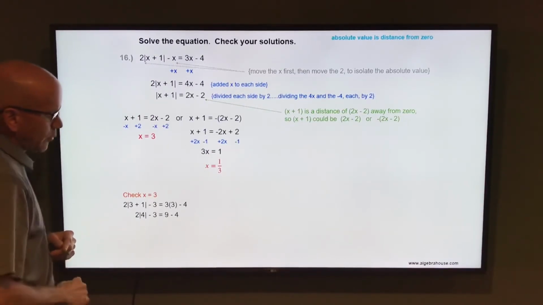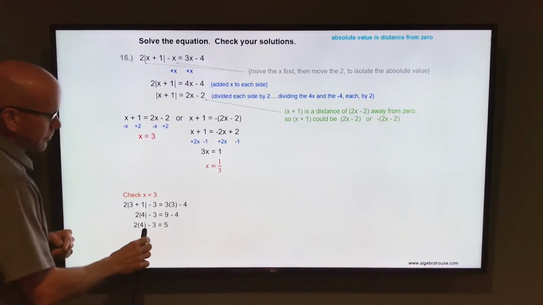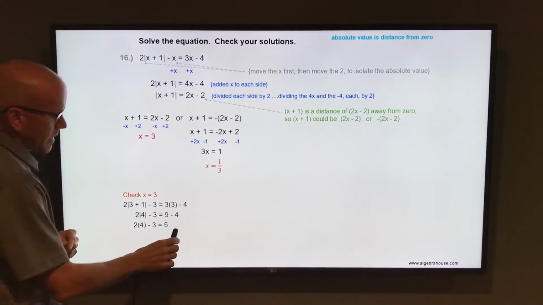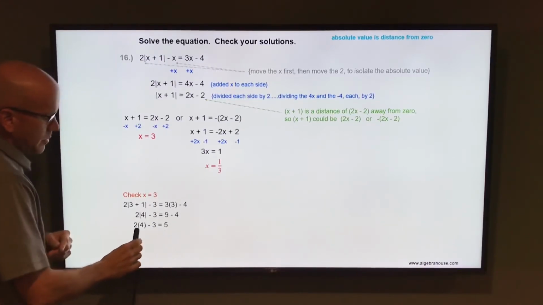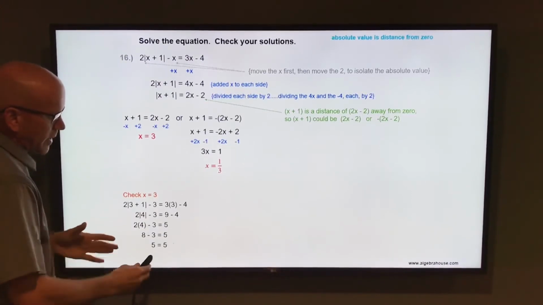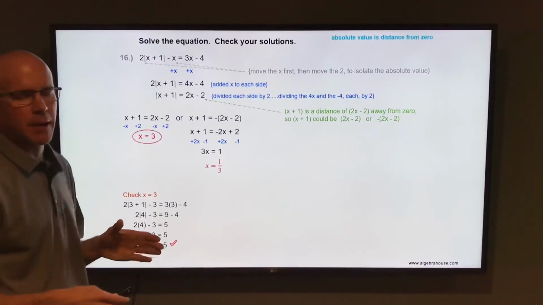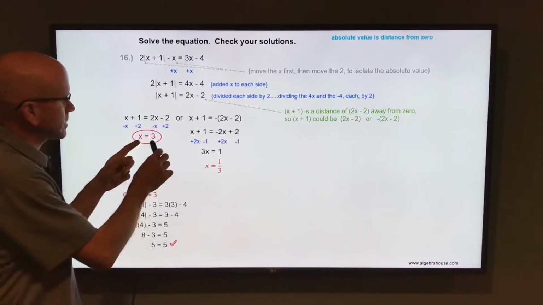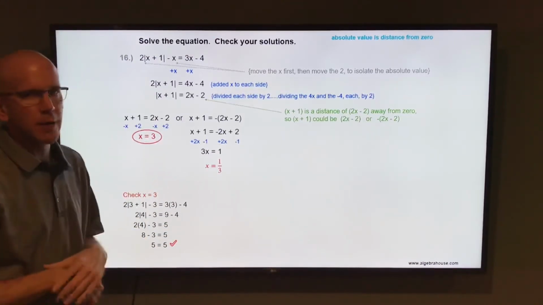The absolute value of 4 is 4. So that'd be 2 times 4 minus 3. On the right now is 5. 2 times 4 is 8. 8 minus 3 is 5. 5 equals 5, that is a true statement. That works. That means that x equals 3 is a solution to that equation.